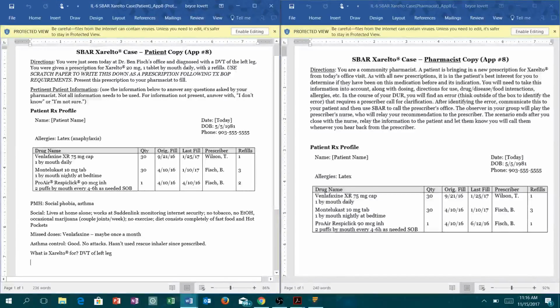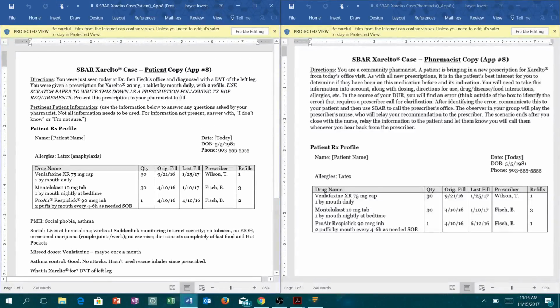Oh, it's for his social phobia. Did he say anything about a DVT of the left leg? Yeah, that's what he diagnosed me with. He gave me this prescription. Okay, because you're supposed to be starting on 15 milligrams for the first 21 days. Do you know how long it's been since the DVT? I mean, I just came back from the doctor's office.